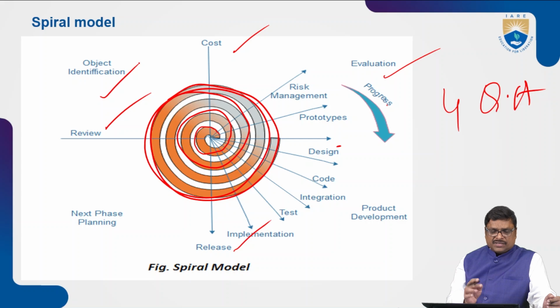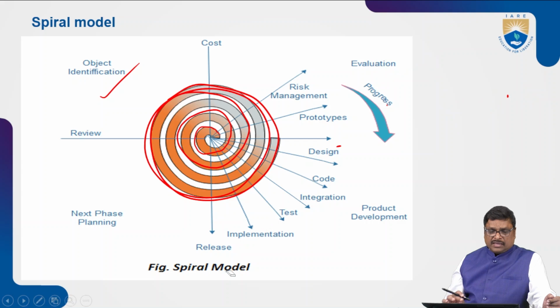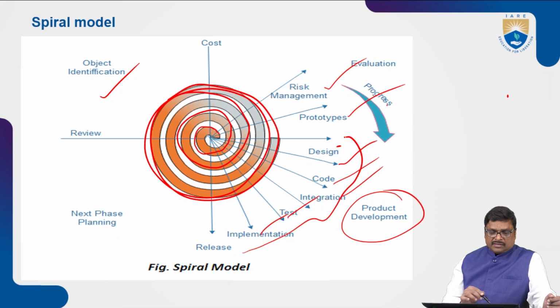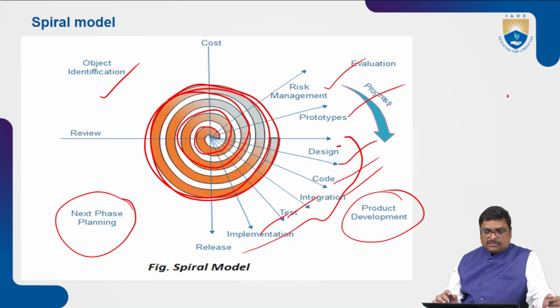First, objective identification is done. Then the second phase is evaluation, with risk mitigation. Then prototyping has to be done. Then in product development, design, coding, integration, testing and implementation have to be taken care of. These are the different activities you do in product development. Then in the next phase, planning is done. So it is a cyclic process, and we have a 4-quadrant approach.